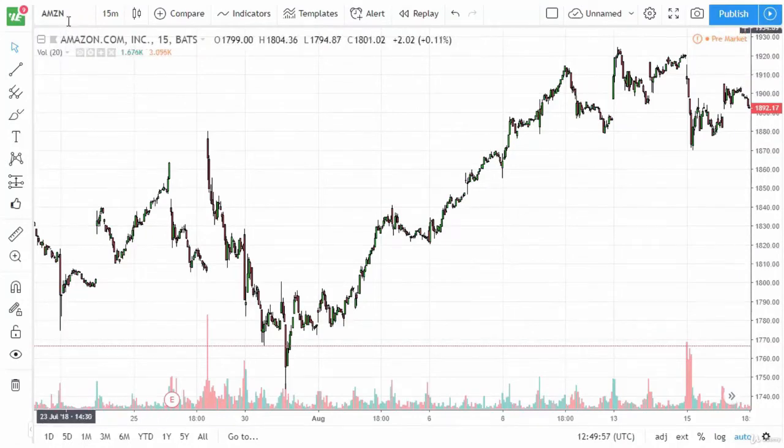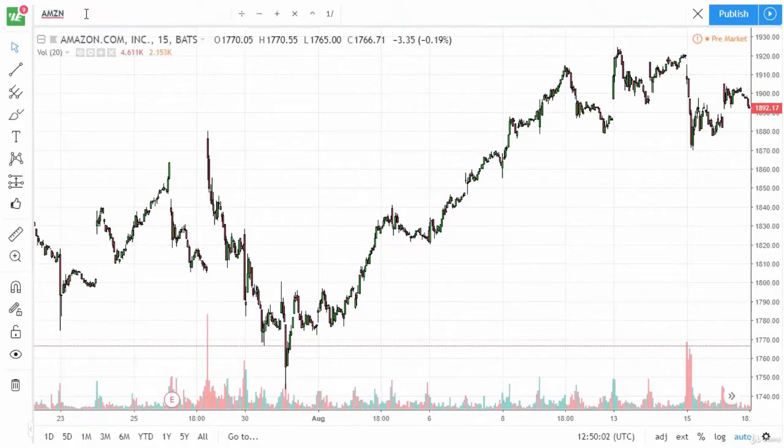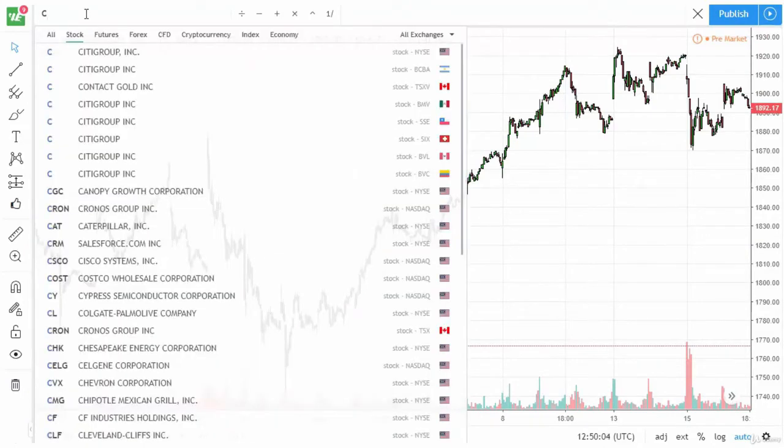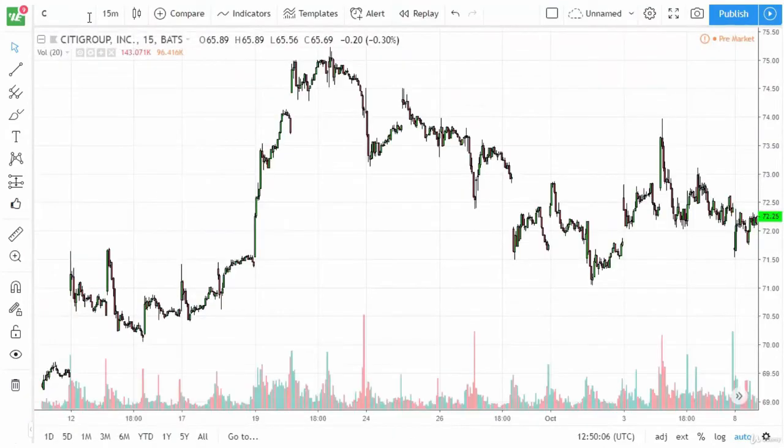So by virtue of the way Amazon has traded for, as long as I can remember, at least, it's been in an uptrend. So by virtue of that, double bottoms have worked out quite well.